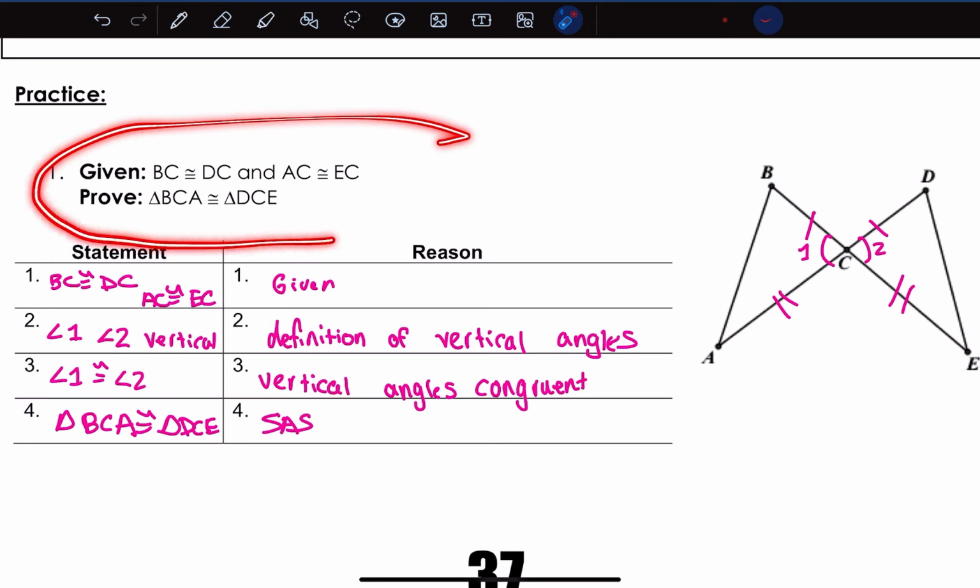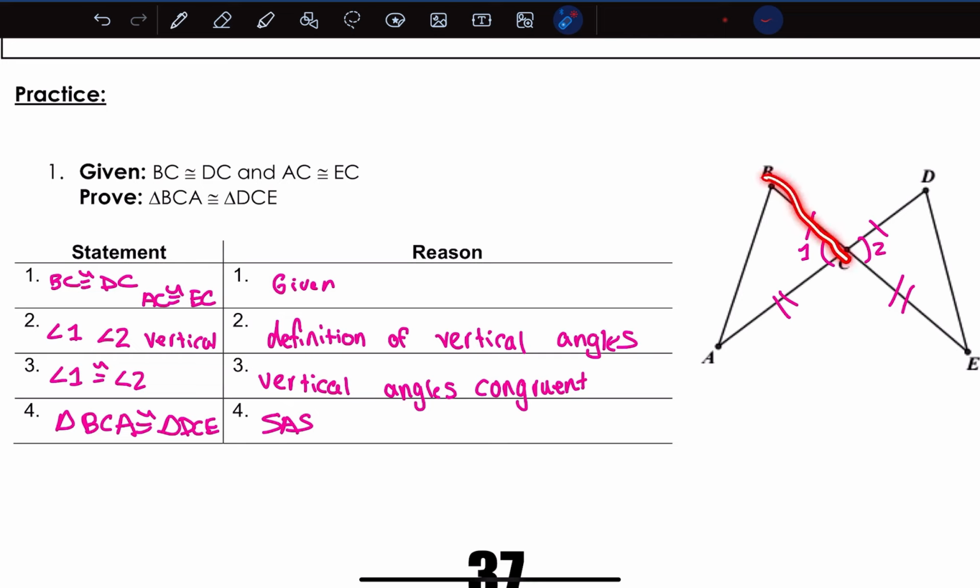So if we're given that BC is congruent to DC, this is why you have to pay attention, because sometimes they're not exactly what you would think, right? We're used to saying, oh, these two parts would be congruent. No, in this case it is BC and DC. And then the same thing with AC and EC. So right away, I have two congruent sides.